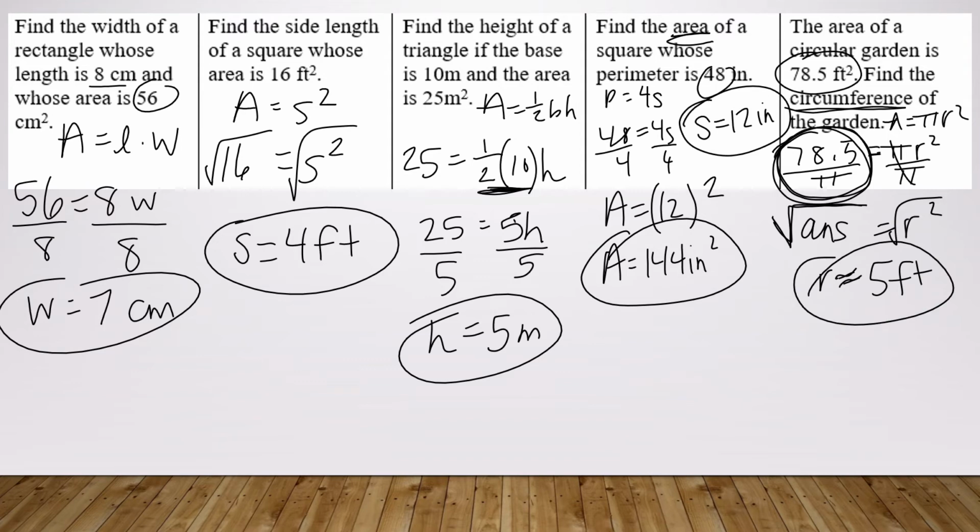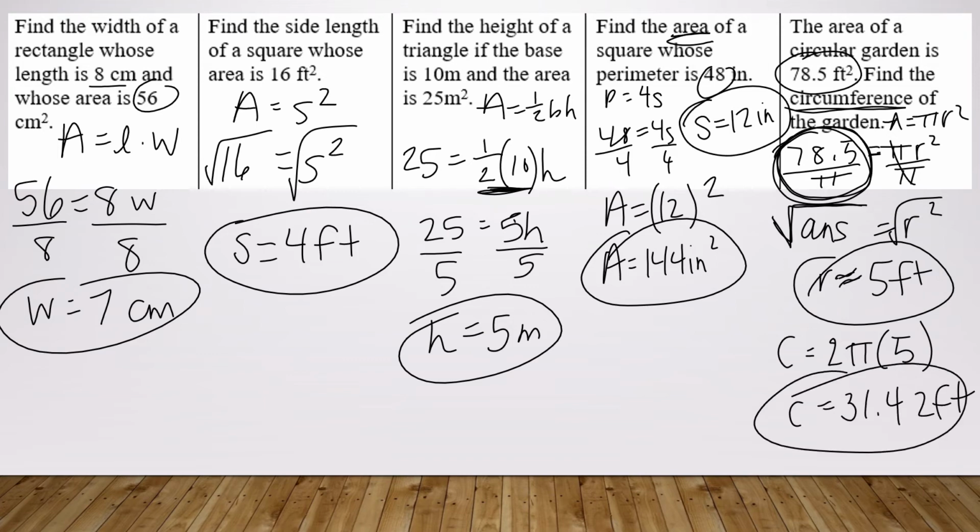The reason we do it like that is because if we do too much rounding, our answer is going to be off. So we want to do the least amount of rounding as possible. And then we want to find the circumference. So circumference is 2 pi r. So you multiply those together and you get 31.42 feet for the circumference.